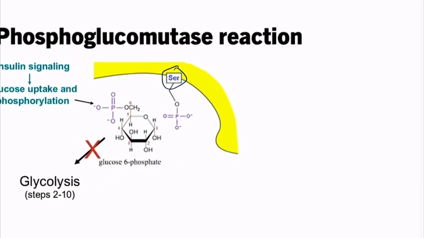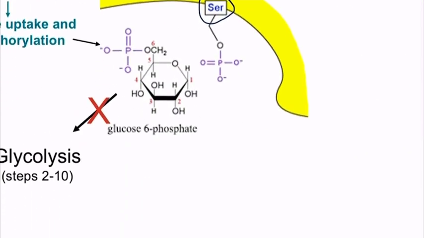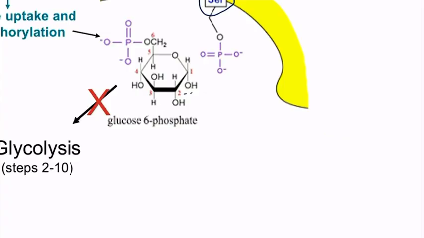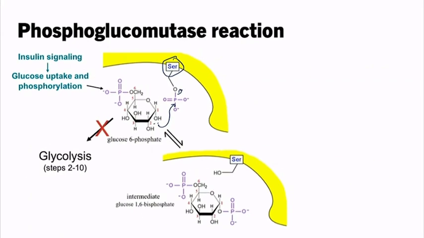When glucose 6-phosphate is in that active site, that hydroxyl group on the anomeric carbon on C1 can attack that phosphate, breaking that bond, generating a bisphosphate molecule, glucose 1,6-bisphosphate. Bisphosphate meaning that it has two phosphate groups on it now. This is an intermediate of the reaction.